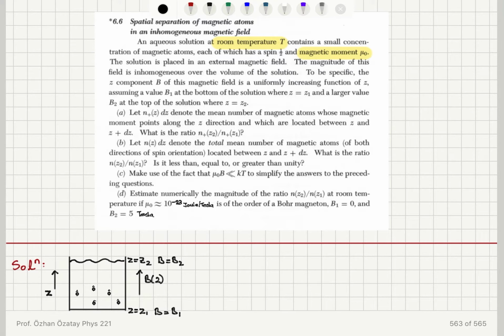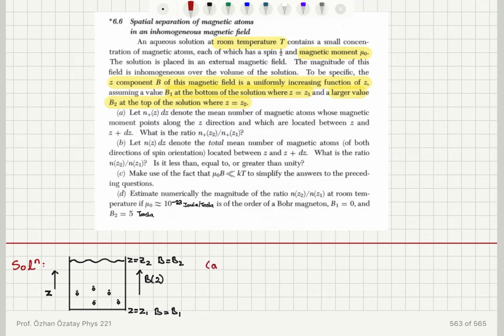To be specific, the z component of the B field is a uniformly increasing function of z, assuming a value b1 at the bottom of the solution, z equals z1, and a larger value b2 at the top of the solution, z equals z2. Let n plus of z dz denote the mean number of magnetic atoms whose magnetic moments point along the z direction and which are located between z and z plus dz. What is the ratio n plus at z2 to n plus at z1?